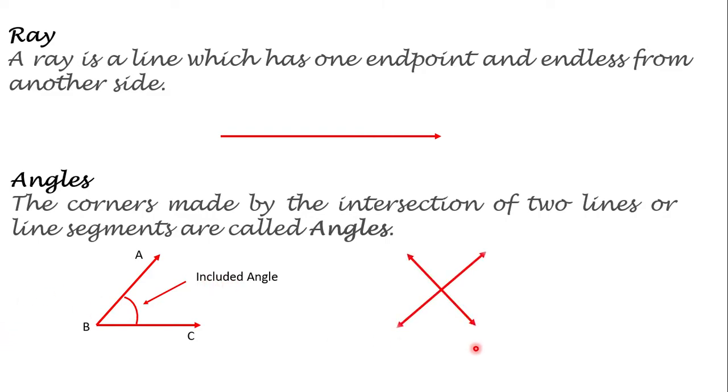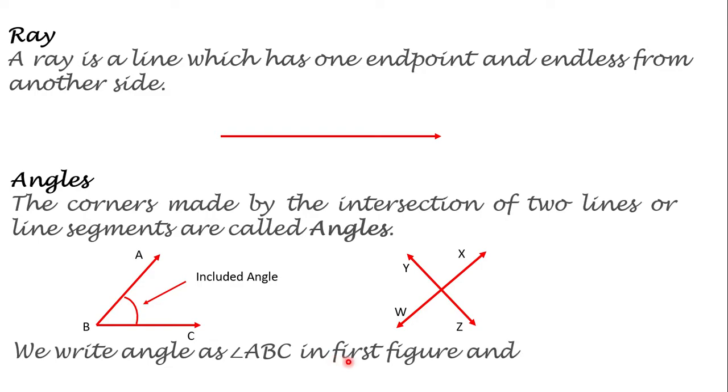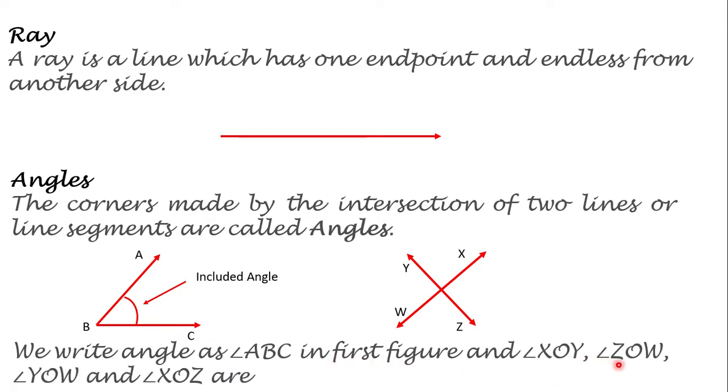See another figure here. We have here two lines. One is YZ, second is XW. Okay, we write angle as angle ABC in the first figure and angle XOY, ZOW, YOW, ZOX are angles in the second figure. How? If we want to write this angle, always the corner point is the angle. Always the corner point is the angle. Okay, so B is the corner point, so B is the angle.